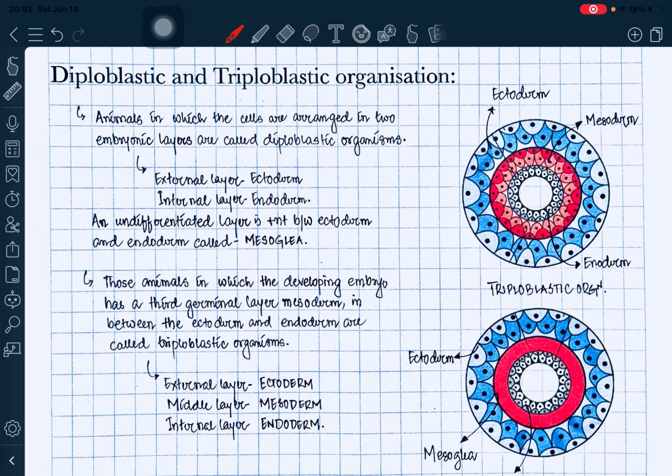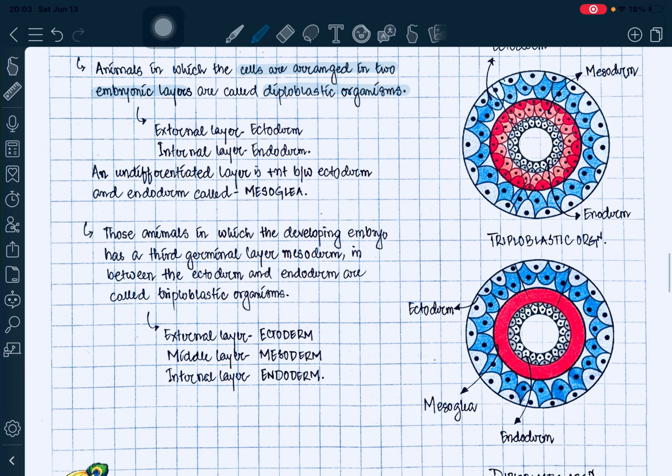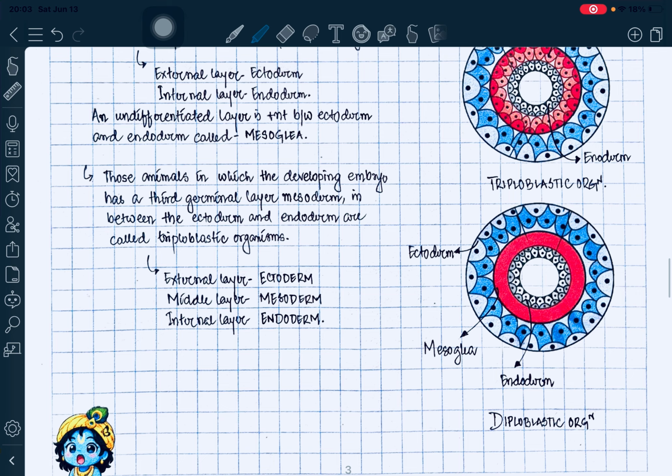Now, talking about the diploblastic and triploblastic arrangement, we know that we animals are made up of multicellular arrangement, and in this multicellular arrangement there can be two different types of cellular arrangements. One in which we have two layers and the other in which we have three layers. Animals in which cells are arranged into two embryonic layers are called diploblastic organisms. This is the cellular arrangement in case of the diploblastic organism.